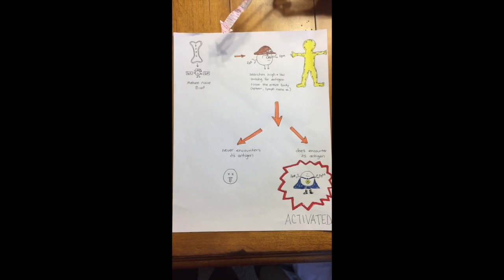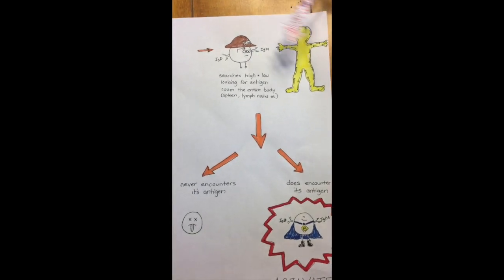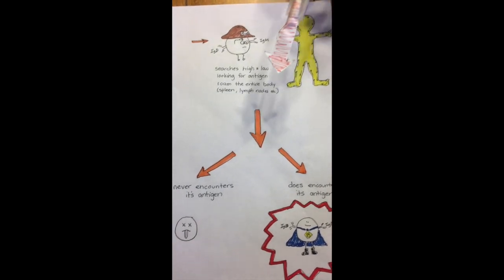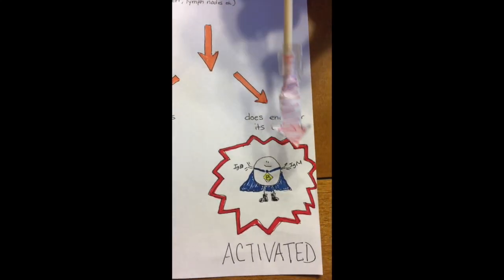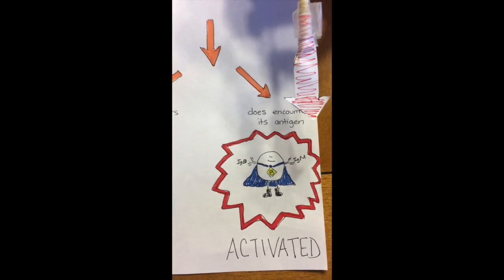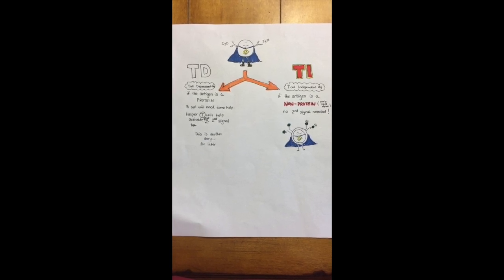Once the mature B cell is outside the bone marrow, it searches high and low looking for an antigen in areas like the spleen and lymph tissues. If the B cell never encounters its antigen, it will eventually die. If it does find its antigen, it will be activated. Once the B cell is activated, what happens next depends on what type of antigen it encounters.